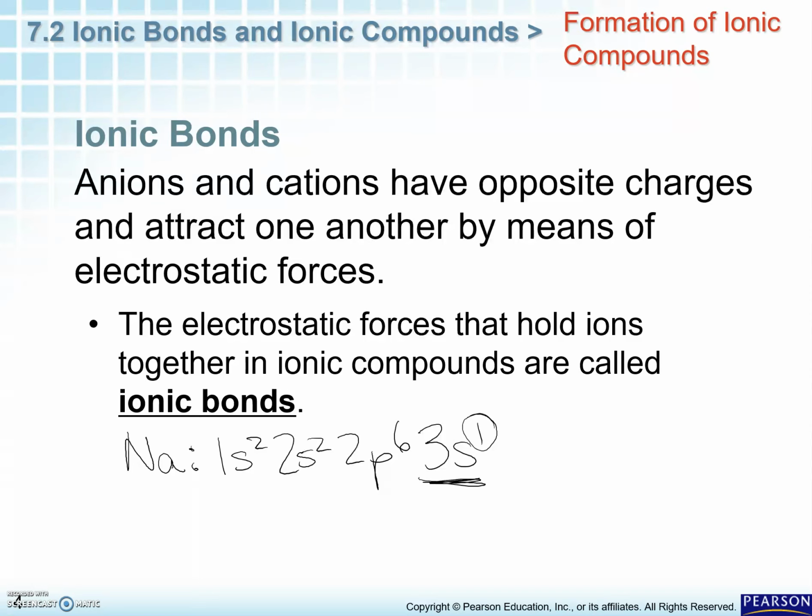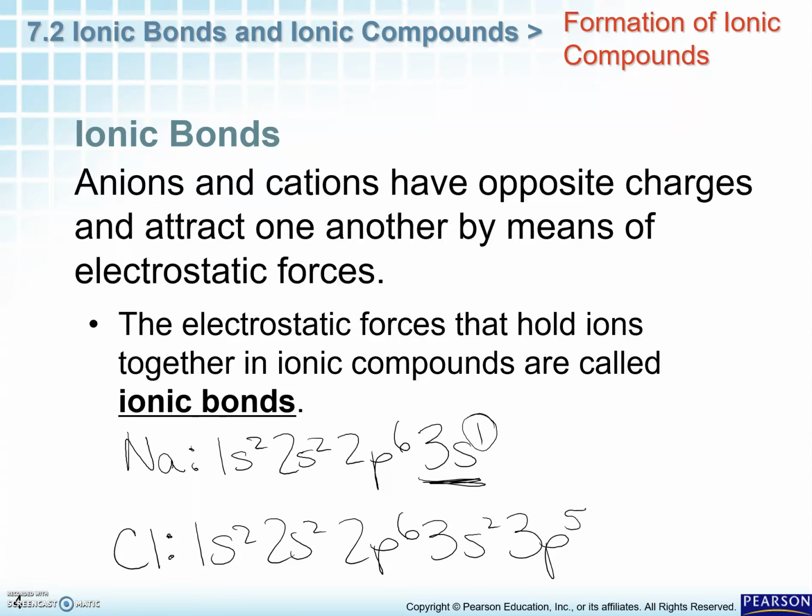If you look at chlorine, which is Cl, you would get the electron configuration of 1s2, 2s2, 2p6, 3s2, 3p5. Now take a look at the valence electrons on chlorine. These valence electrons, they have a total of 7 valence electrons. So it seems like a good idea to transfer the 1 valence electron from sodium to that of chlorine. If you were to do that, you would get the following.